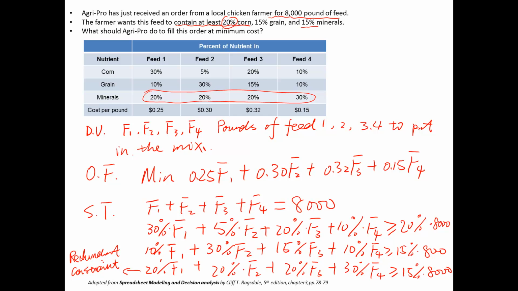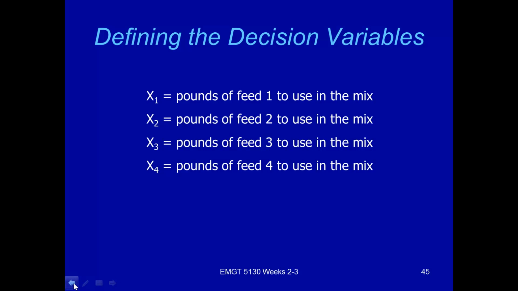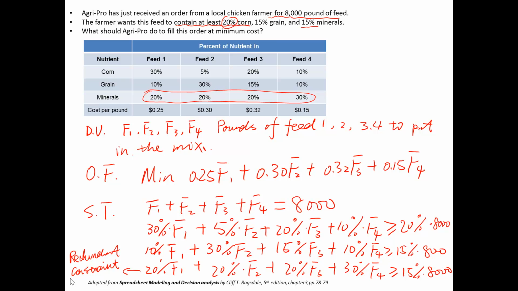Besides these ones, don't forget the non-negativity. So Fi are all greater than or equal to 0 for all i from 1, 2, 3, 4. So that's my last constraint. I don't have enough space to write here.